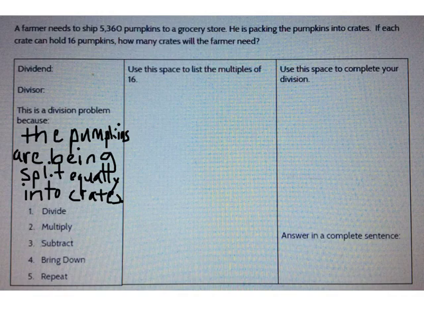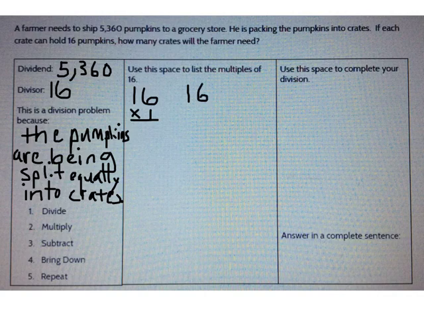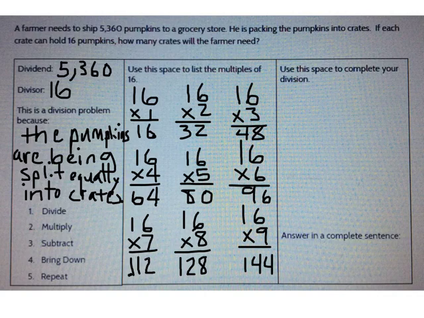What's the dividend of this problem? The dividend is the 5,360 pumpkins. That's what's being split up. What's the divisor of this problem? The divisor is the 16 pumpkins in each crate. We're splitting the 5,360 pumpkins into groups of 16. Because we're dividing by 16, we need to list the multiples of 16. Go ahead and do that on your paper now. Check to make sure you've listed your multiples correctly.